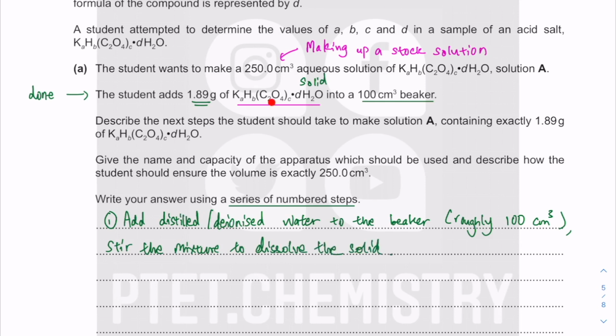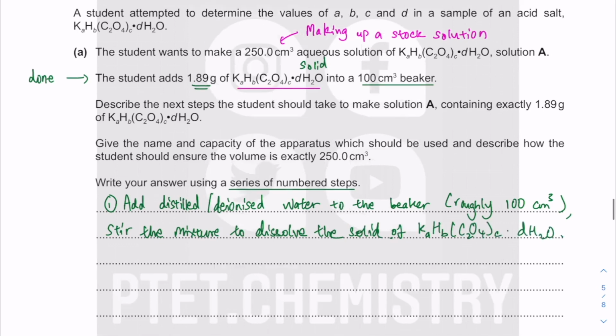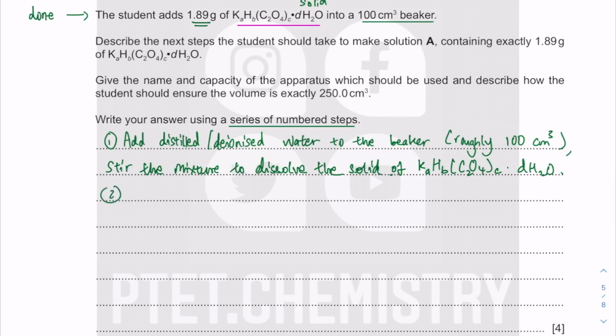So this is the solid already in the beaker, right? Okay, so the solid of what is that, KaHbC2O4.2H2O. And then what you do is pour or transfer all of the solution mixture.